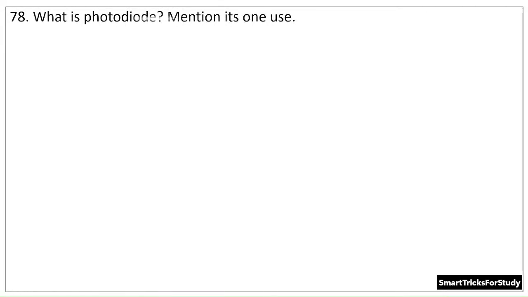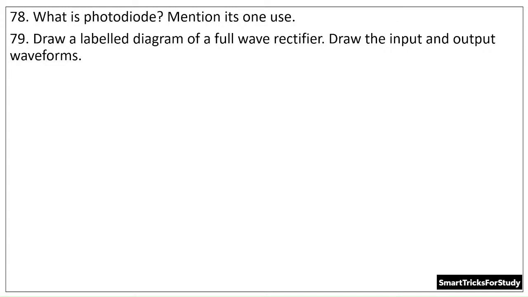78. What is photodiode? Mention its one use. 79. Draw a labeled diagram of a full-wave rectifier. Draw the input and output waveforms.